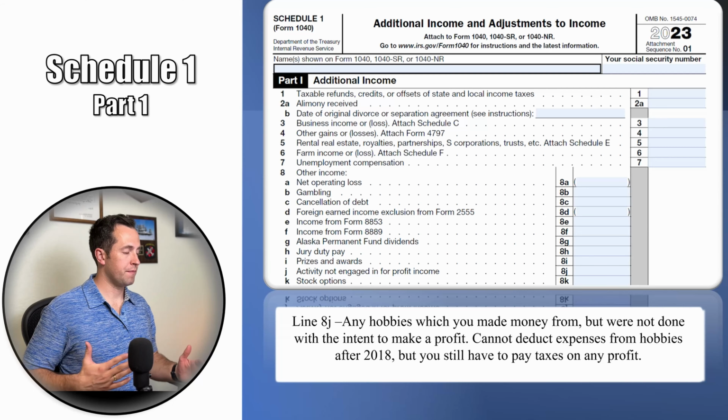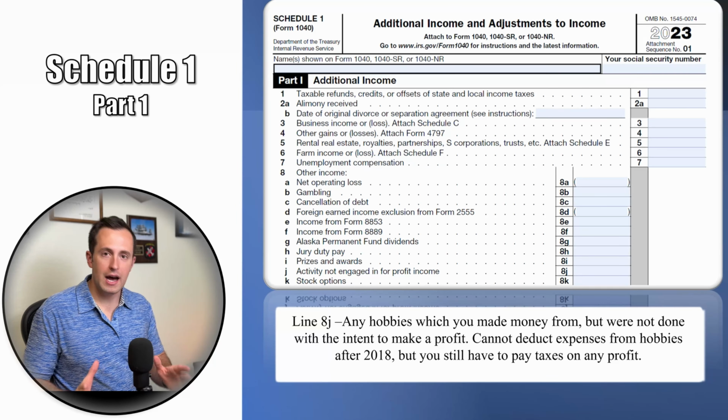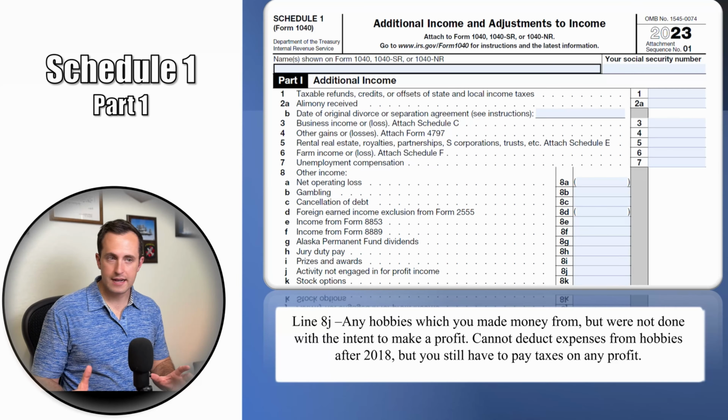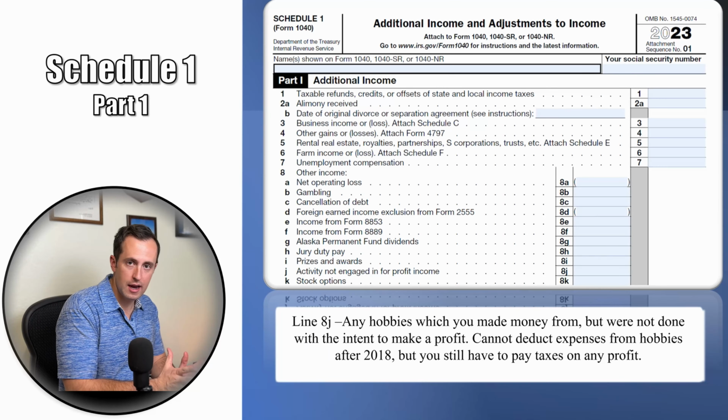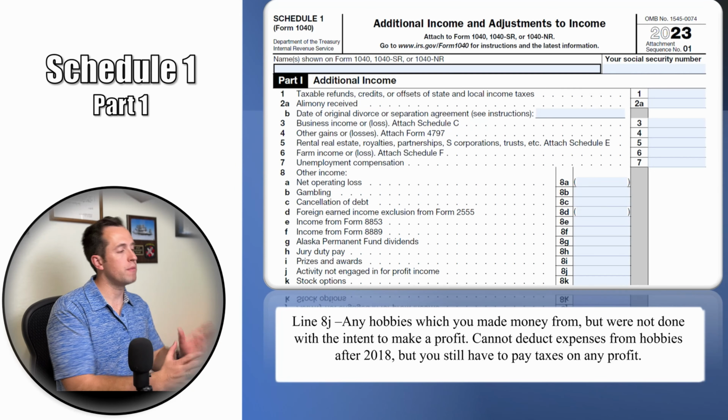So then 8J. This is going to be any hobbies which you made money from, but the intent of the hobby was not to operate as a business. Let's say you make some sort of knickknacks on the side. You really like making the knickknacks, but then you also sell those knickknacks to be able to kind of support your hobby. That would be going in here.